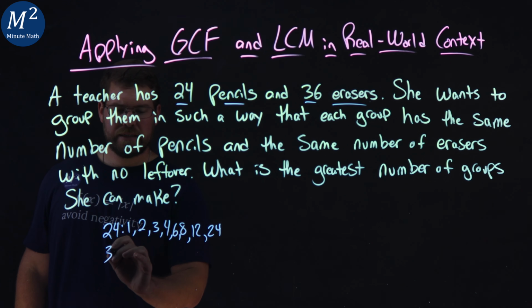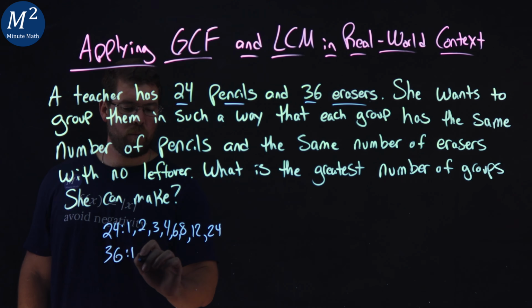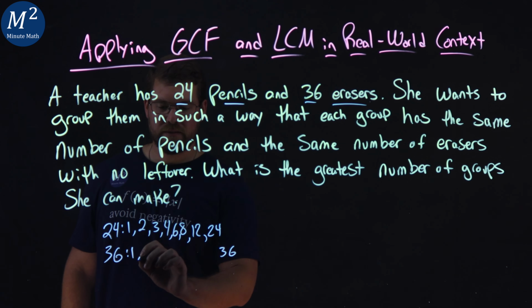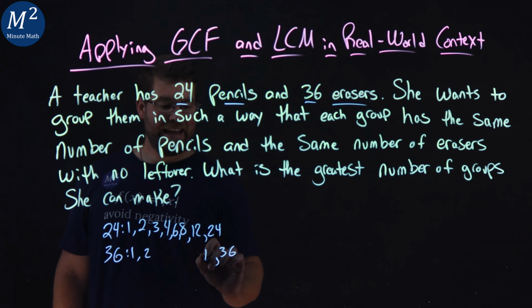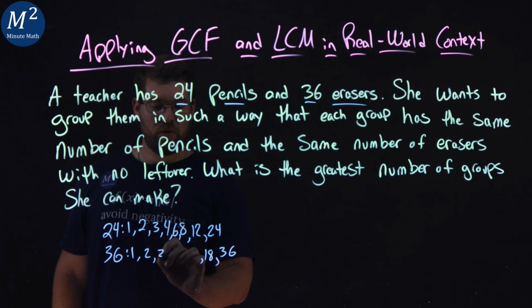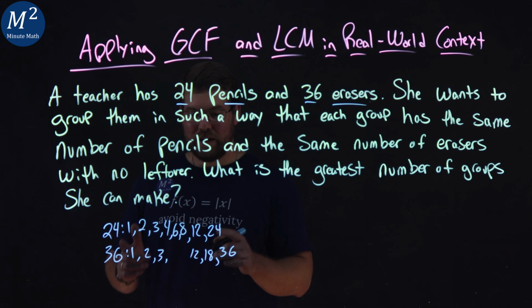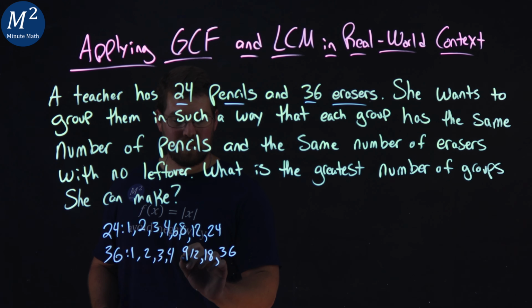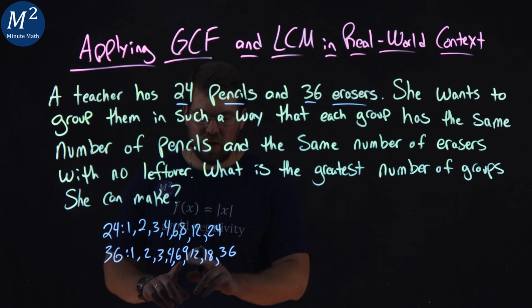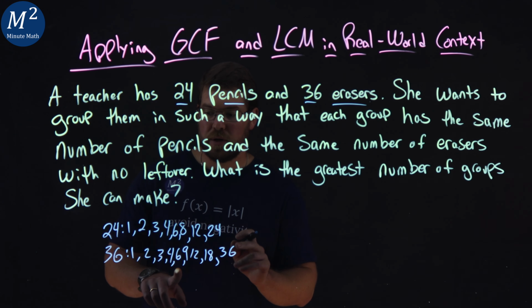Let's go to 36. Same idea, 1 and 36. We have 2 and 18. 3 and 12. Then we have a 4 and a 9. And lastly, 6 times 6, only written once right there. So 6 times 6 gets us that 36.